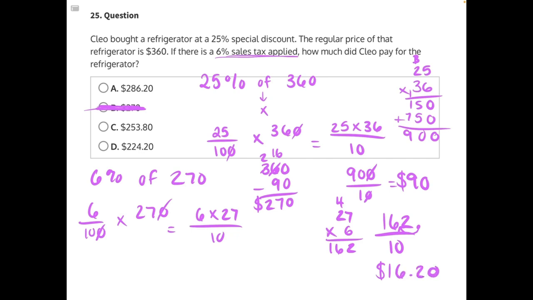Sales tax is something that we pay, so we need to add that back on to the price. So our sales price is $270 plus $16.20. Make sure your decimals are lined up before you add. 0 plus 0 is 0, 2, decimal, 6, 8, 2. So our final answer is $286.20, making A our correct answer.